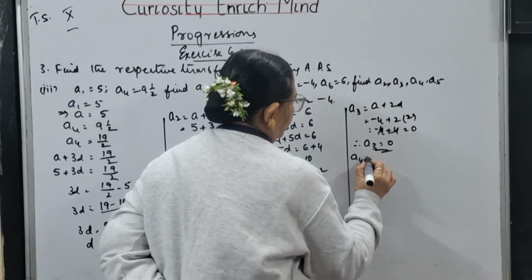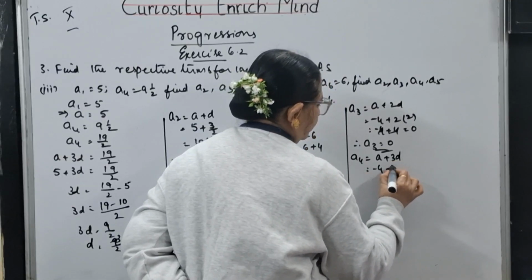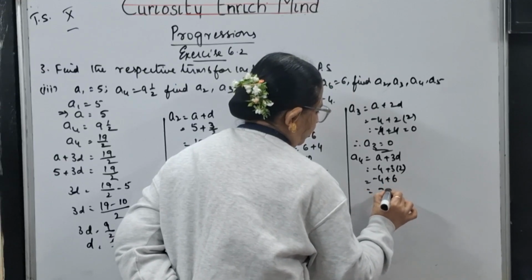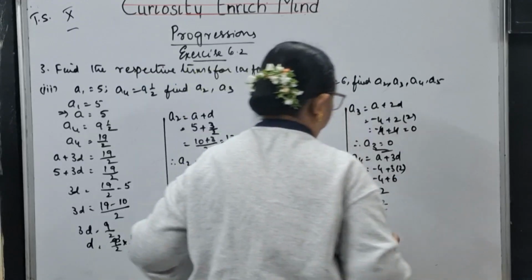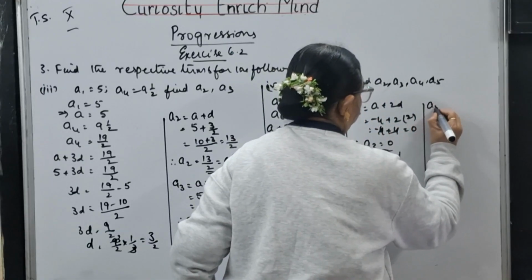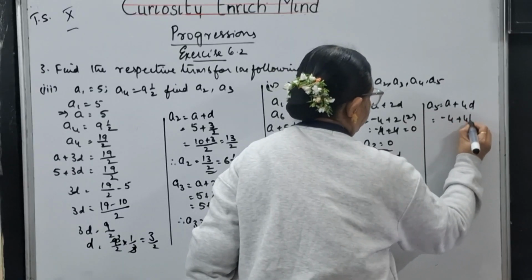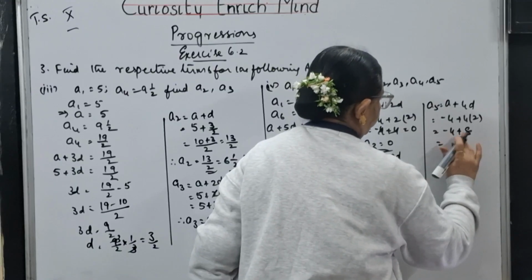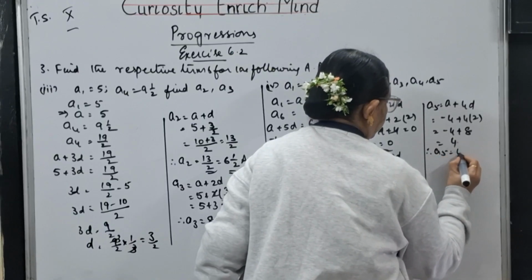Next, A4. A4 is nothing but A plus 3D. Minus 4 plus 3 into 2. Minus 4 plus 6, that is 2. So A4 is equal to 2. After A4, we need to find out A5. So what is A5? A plus 4D. That is minus 4 plus 4 into 2. Minus 4 plus 8, that is 4. So A5 is equal to 4.